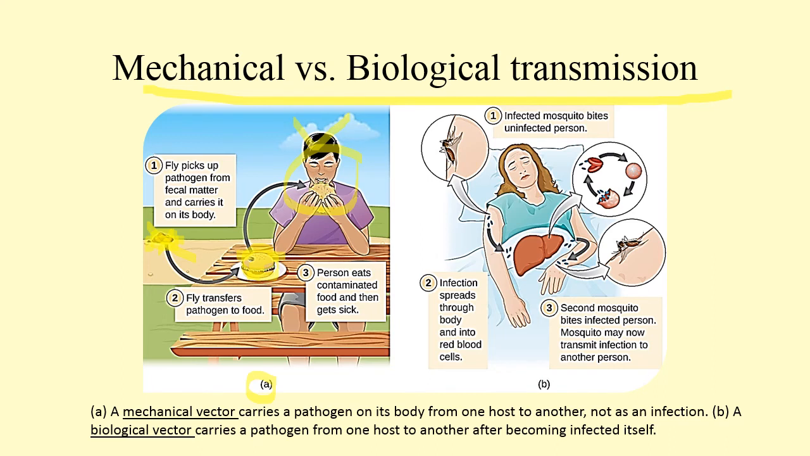On the other hand, with biological transmission, first the mosquito or arthropod gets infected with the pathogen. After that, this infected animal bites an uninfected person, and the pathogen is transmitted throughout this person's body and then he gets sick.